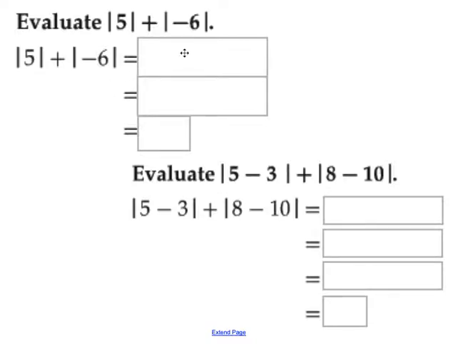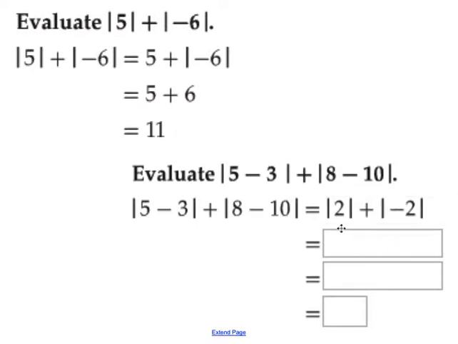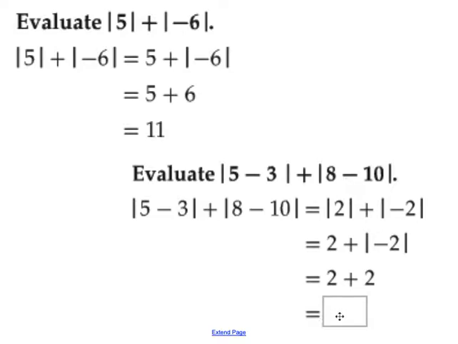All right, 5 plus the absolute value of negative 6 gives us 5 plus positive 6. The absolute value of negative 6 is 6, which gives us 11. In the bottom example, we have two absolute values to figure out. So these are kind of like parentheses. You have to figure out the value of the expression inside of those absolute values first. So 5 minus 3 is 2. 8 minus 10 is negative 2. So we have the absolute value of positive 2 plus the absolute value of negative 2. Well, remember, whether it's positive or negative, it still comes out positive. So that's the same as 2 plus 2, which is 4.